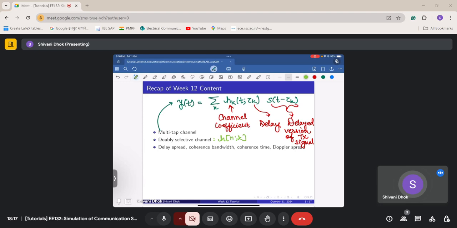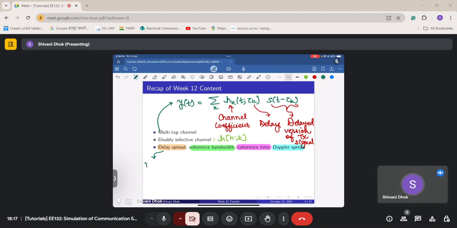And the way your channel varies or how it is affected in time and frequency, four different metrics are used. One is delay spread, another is coherence bandwidth, then we have coherence time, and then we have Doppler spread. So what do you mean by delay spread? It is the difference between your maximum delay and the minimum delay.